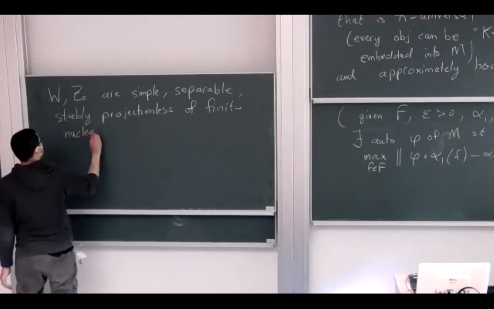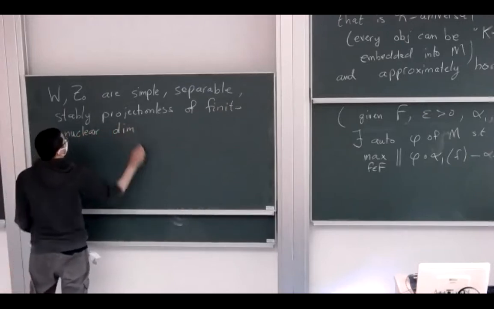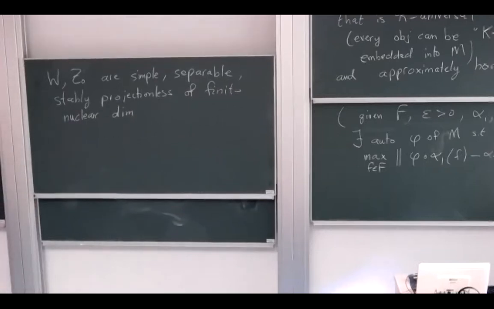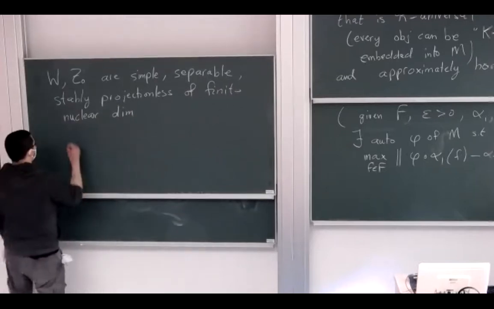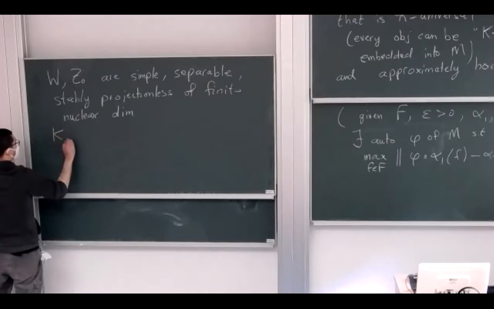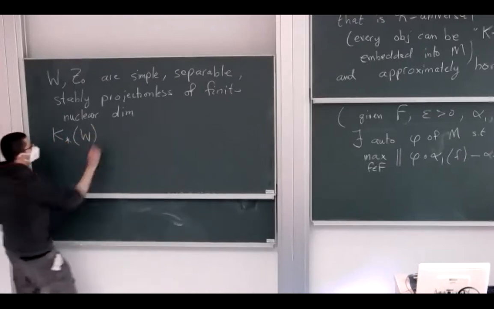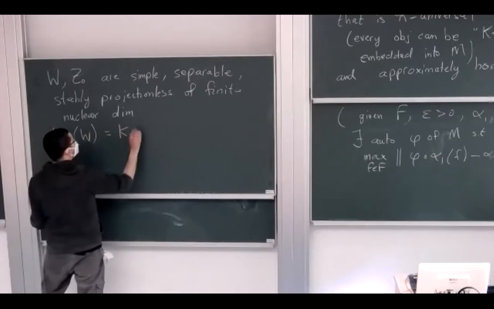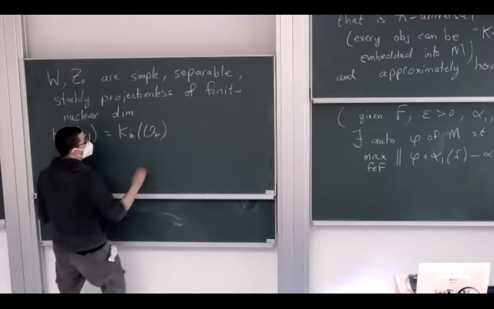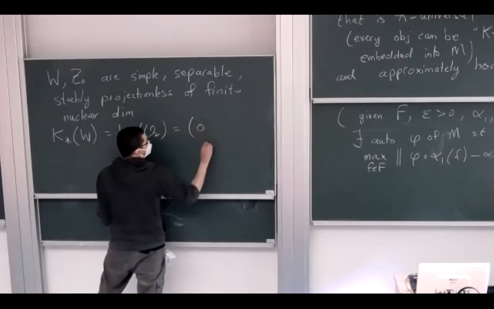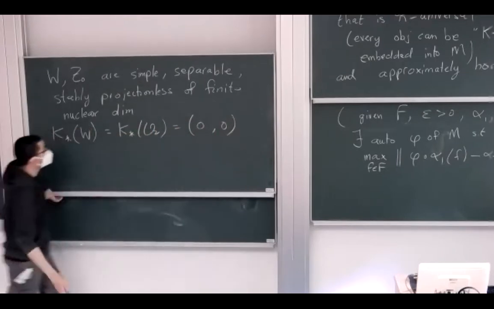And they are sort of analogs of O2 and O infinity. So one sense in which that's true is that the invariant of W is the same as the invariant of O2, the K-theoretic part anyway. So the K0 group is zero and the K1 group is zero.